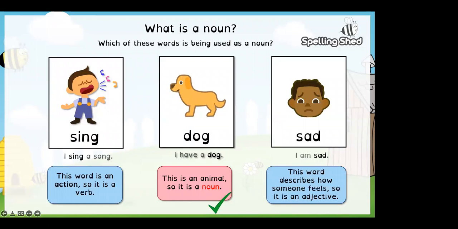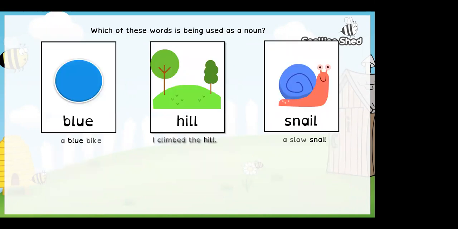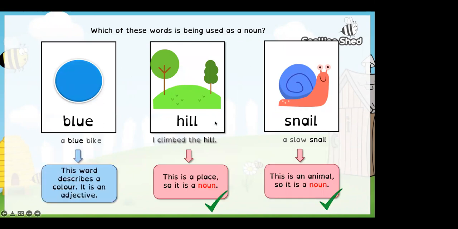And again, as most lessons do, it starts with a bit of recapping of previous learning and introducing what we're going to be learning today. So this is designed for whole class input. There are some activities on here you could use in other ways should you wish. So then we're introducing what we're doing, what is a noun, which of these words is being used as a noun.